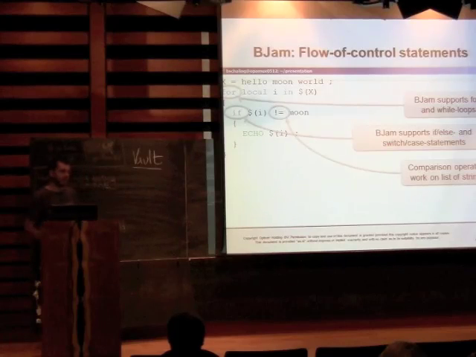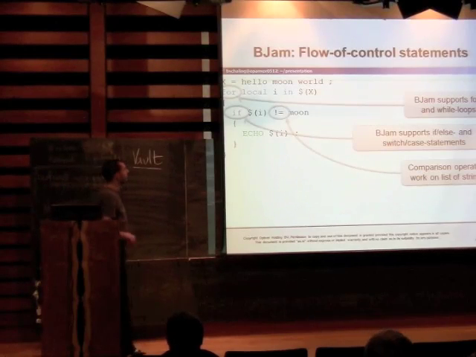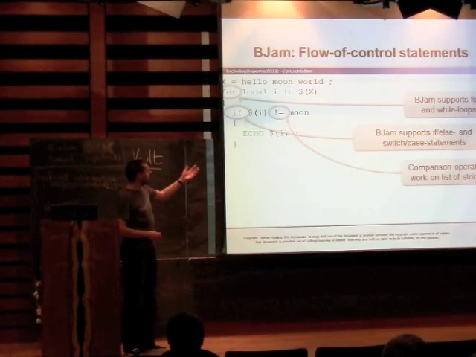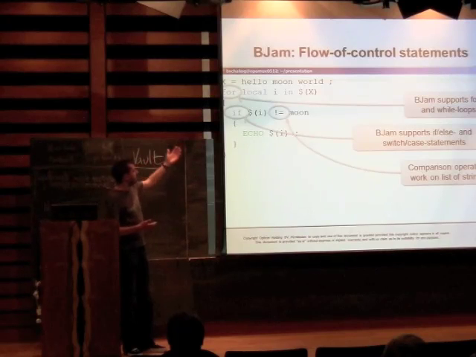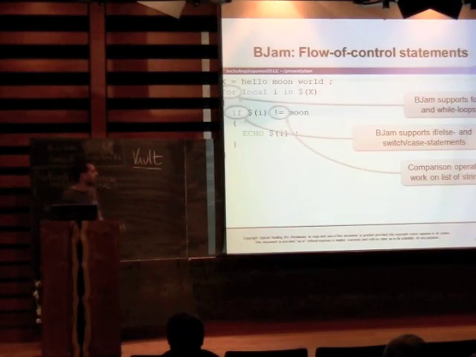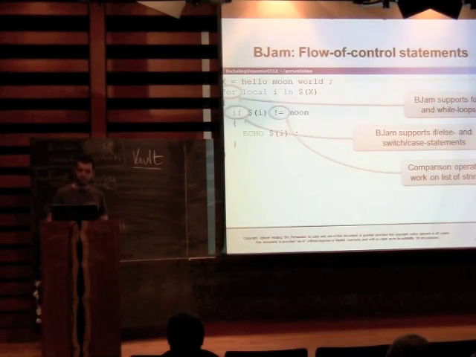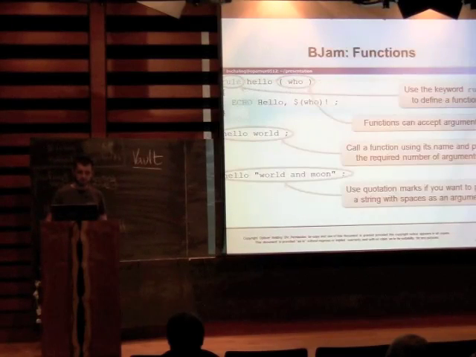Now, as we have a programming language, we also have some things which we know from other programming languages. We have for loops, we have a comparison with if, we have operators. I don't think that I need to explain much about it. This is fortunately a bit more readable, and it's just the kind of flow of control statements which we know from other programming languages. Now it gets more interesting, because we can define something.